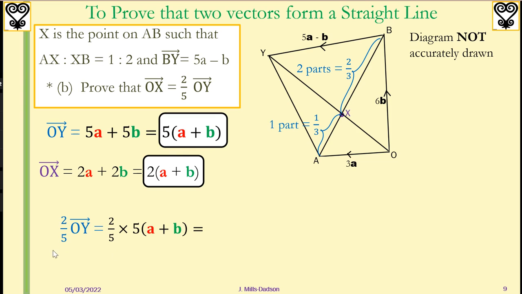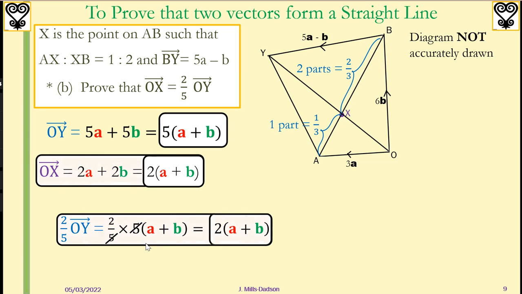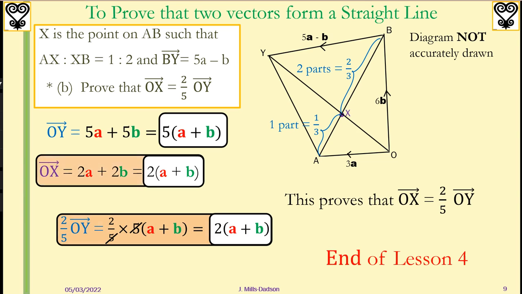But to prove, we are going to take OY and multiply it by 2/5. So that's OY. If you multiply by 2/5, the 5 cancels out, and you have 2 into bracket A plus B. But 2 into bracket A plus B is actually what? Vector OX. So that confirms that definitely, yes, vector OX is equal to 2 over 5 OY. And it also confirms that OX is a multiple of OY. And it's definitely a straight line as well, and they share a common point X.